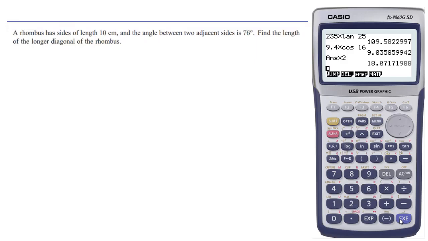A rhombus has sides of length 10 centimeters and the angle between two adjacent sides is 76 degrees. Find the length of the longer diagonal of the rhombus. Now, this is quite hard, and you do need to know a little bit about rhombuses. So it's in the prior knowledge bit of the course.